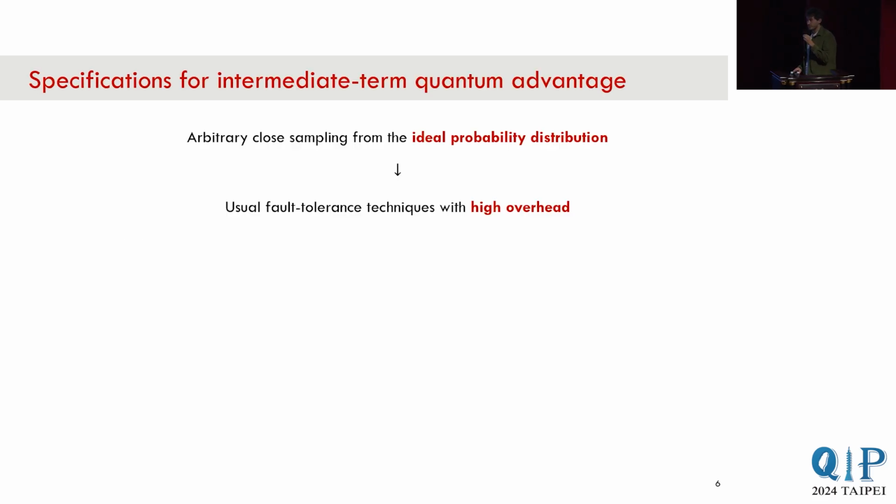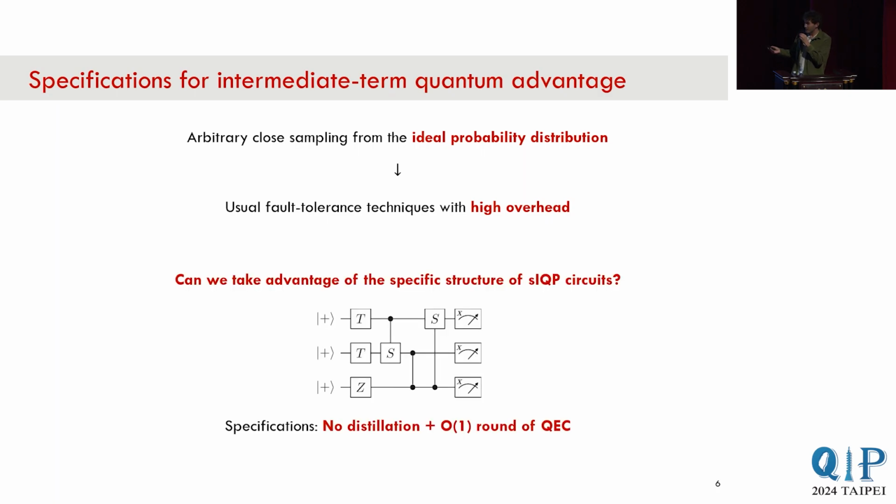Okay, so in theory, you can sample arbitrarily close to the ideal probability distribution using general tools from quantum error correction and fault tolerance. However, those come with a high overhead, and we do not expect quantum machines in the near term to be able to implement them. The thing here is that IQP sampling is not a universal model of computation, so we can circumvent some no-go theorems of quantum error correction by taking advantage of this specific structure, by taking advantage of those commuting gates. In particular, in our work, we try to not use any distillation and to limit the number of rounds of measurement and feed-forward to a constant.